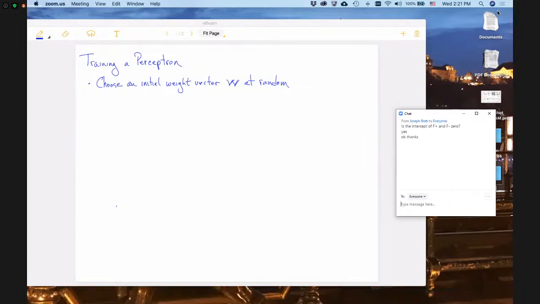Okay, so anyway, we're choosing an initial weight vector W at random. And then what I'm going to do is describe what you do with a single example. Recognize that you're going to loop through your training data. So we're going to choose some example X from the set F, again, at random.